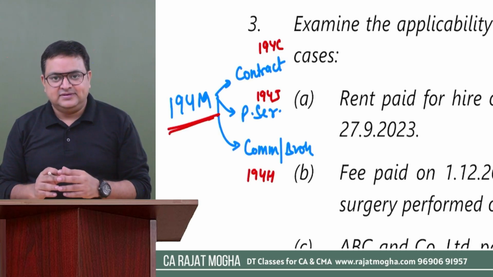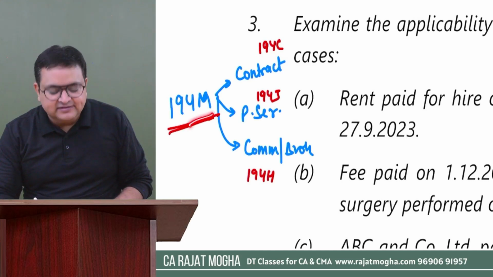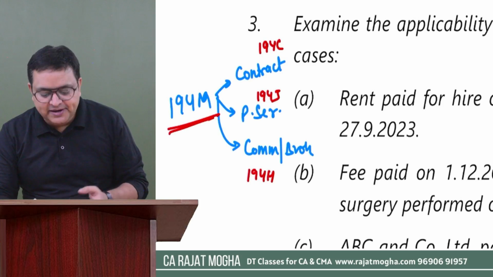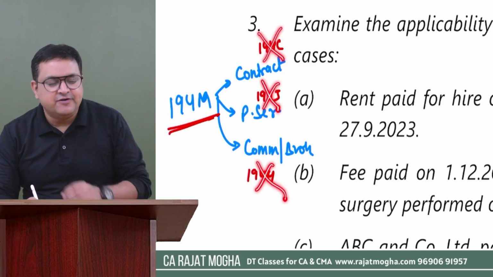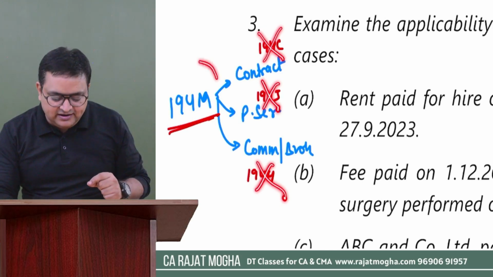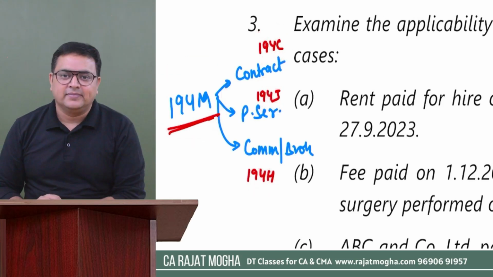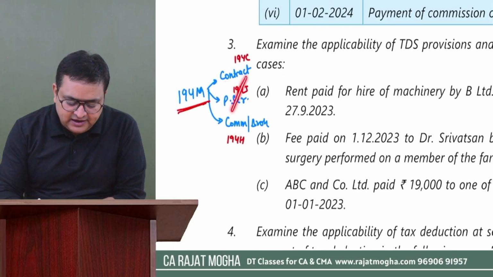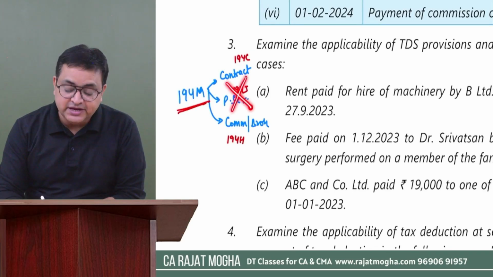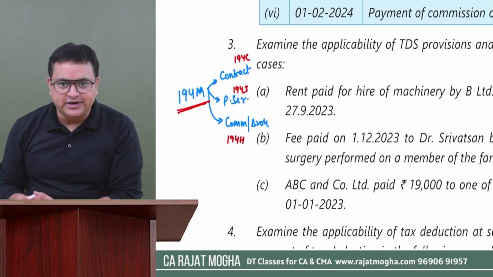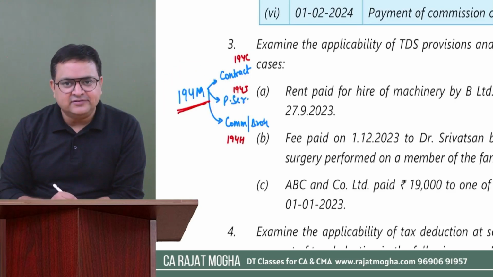194M says that if TDS could not be deducted by an individual or HUF under section 194C, 194J or 194H, if we cannot deduct TDS under these sections, then still we can deduct TDS under section 194M. Got it? So here we are not able to deduct TDS on professional services under section 194J, so 194M can come into the picture. Got it?